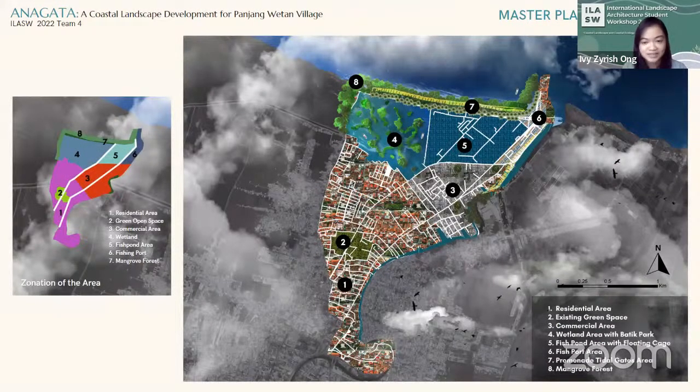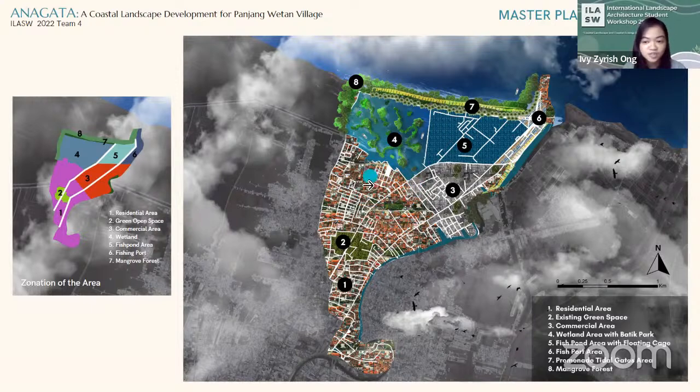And this is our master plan. We divided the site into different zones. First, we have the residential area that we situated far from the coast and in the area with low vulnerability to tidal flooding. We also retain the existing green spaces at the site.